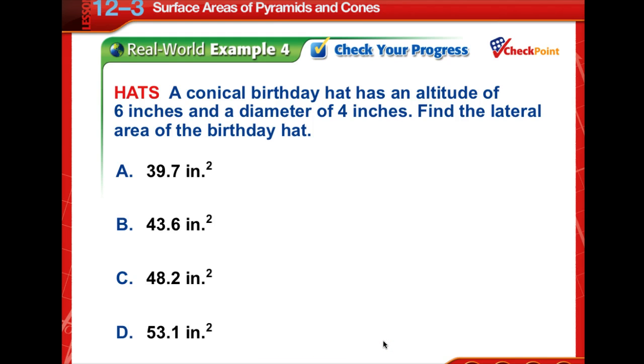Okay, let's check our progress. So find the lateral area of the birthday hat. I went ahead and drew a picture myself of the triangle that's being formed by an altitude of 6 inches. And then what will our radius be? So to find the slant height, I did L squared is equal to 6 squared plus 2 squared. 36 plus 4, take the square root of that. I've got the square root of 40 as my slant height. Substitute that into the formula for lateral area. I've got 2 times the square root of 40 times pi gives me 39.7 square inches.